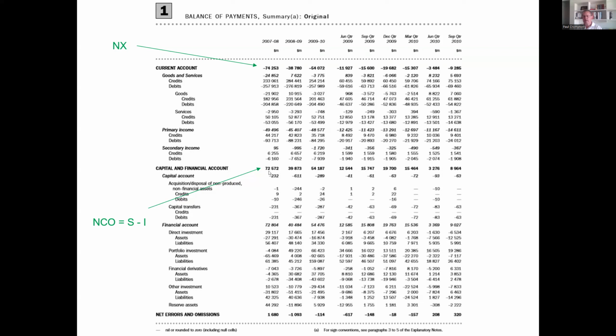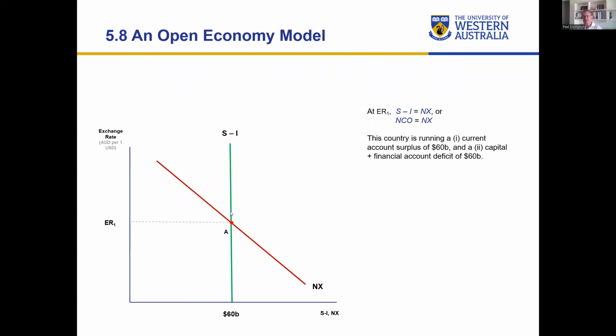So in the economy, when it moved from 2007-2008 to 2008-2009, the value of the capital financial account dropped from 72 billion to about 39 billion. So the value of S minus I fell. In this model, that's the same as taking this line and shifting it to the left. The value fell from 72 billion down here to 39 billion down here. So a leftward shift in the S minus I line.